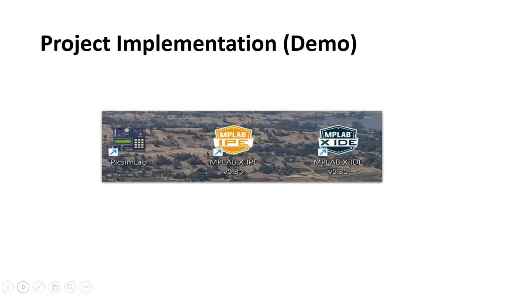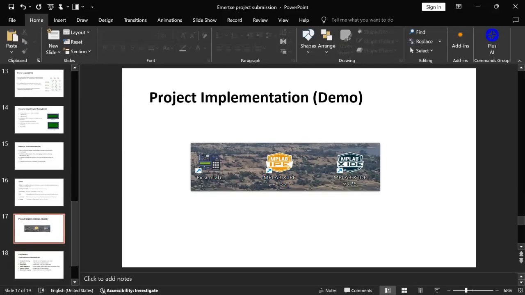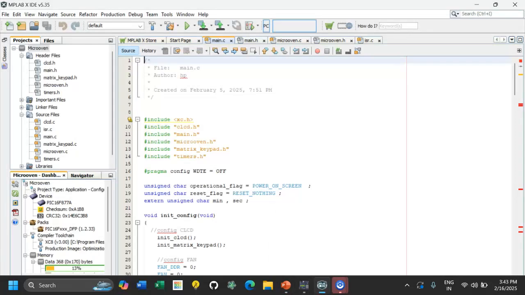Now we will see the project implementation, and for that we use the software such as Proteus, Pixim Lab, and MPLAB IDE version 5.35. This is the programming part of the microwave oven. There are some header files such as clcd.h, main.h, matrixkeypad.h, microoven.h and timers.h. And there are some source files such as clcd.c, isr.c, main.c, matrixkeypad.c, microoven.c and timers.c.